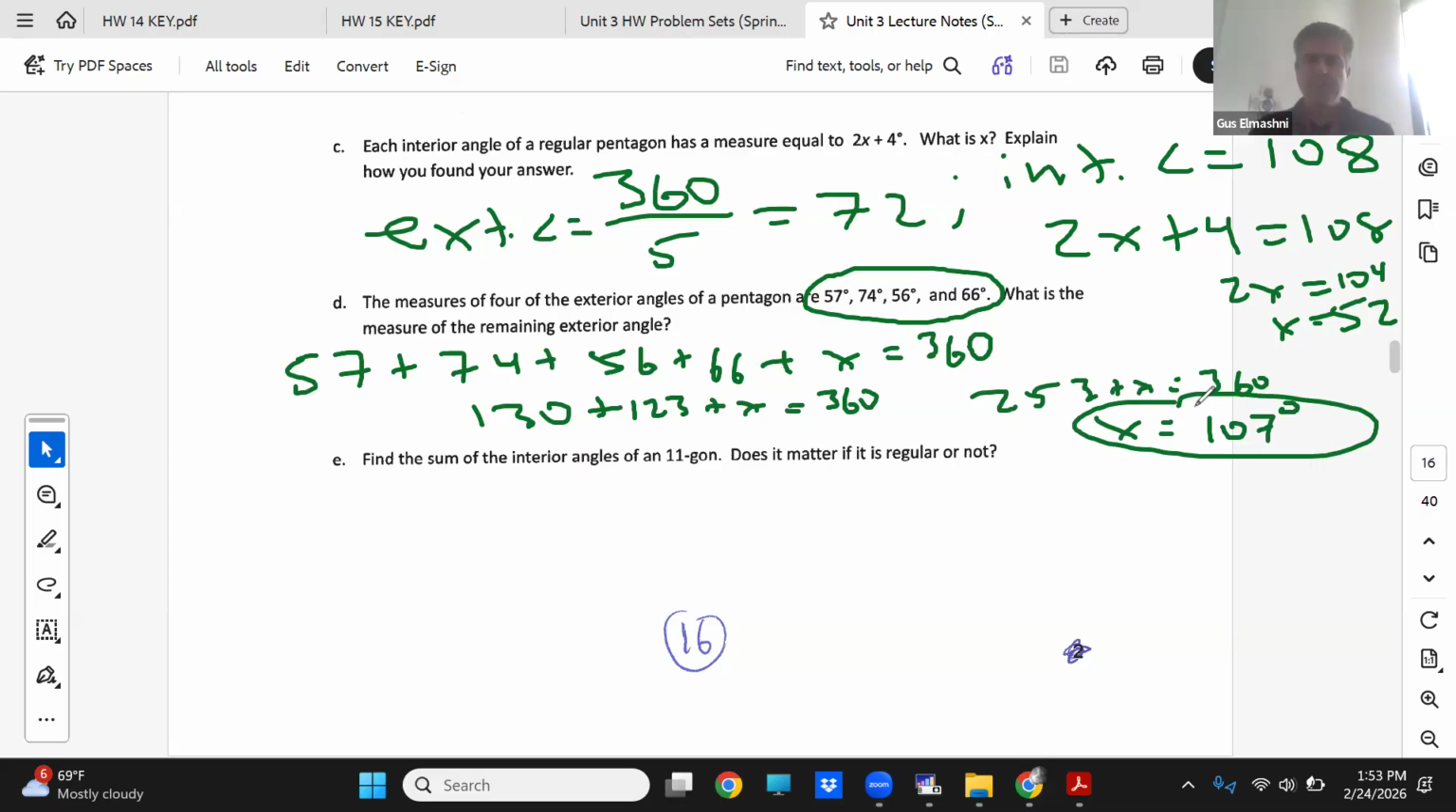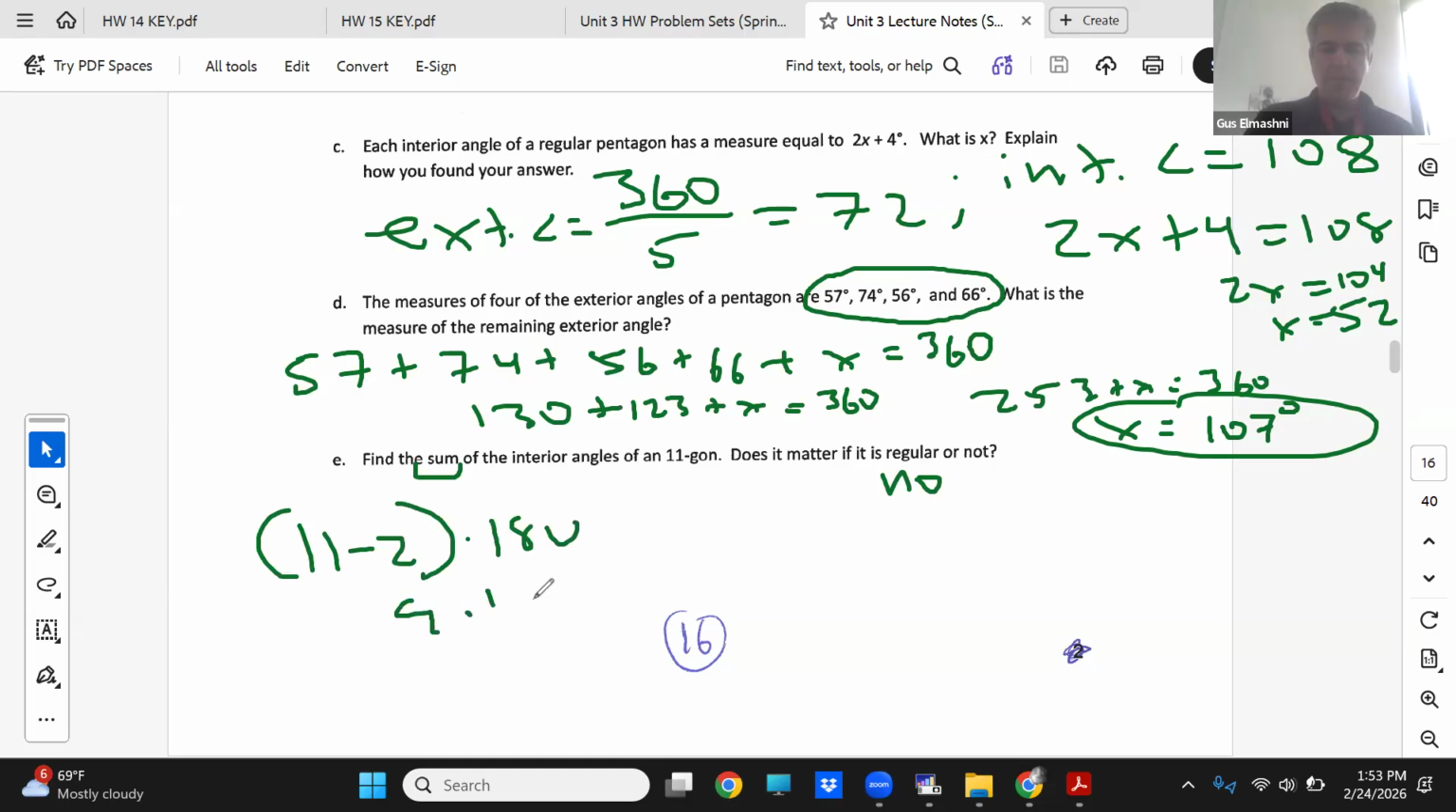Yeah, that makes sense. And then lastly, find the sum of the interior angles. Doesn't matter if it's regular or not. No, it does not matter. Because you're trying to find the sum, not the measure of each. So that's easy. 11 minus 2 times 180. 9 times 180, which I think is 1720 or 1620. Yeah. 1,620 degrees. Okay.